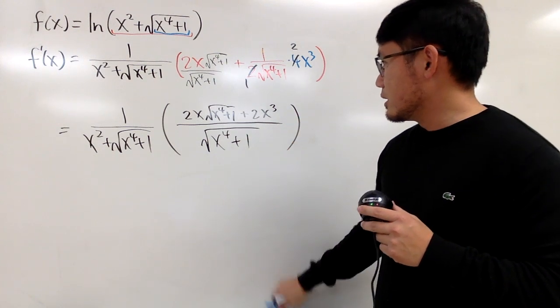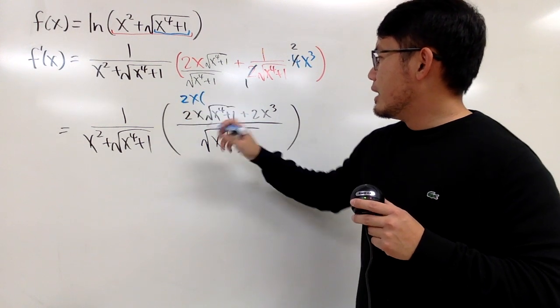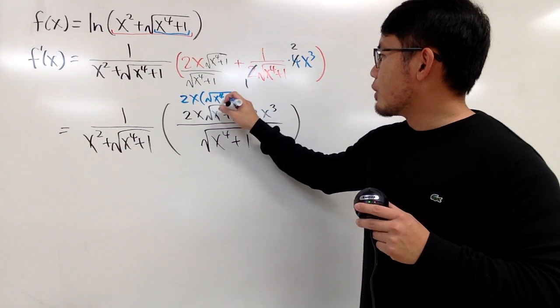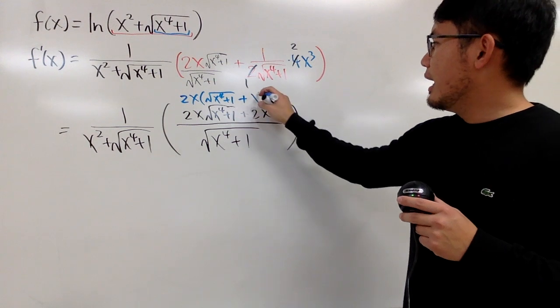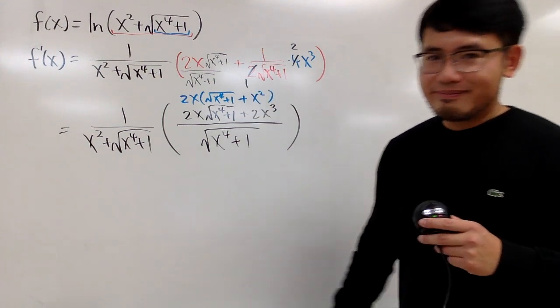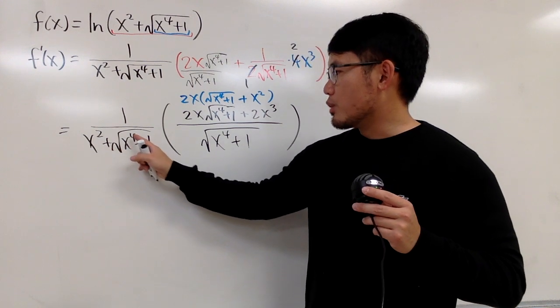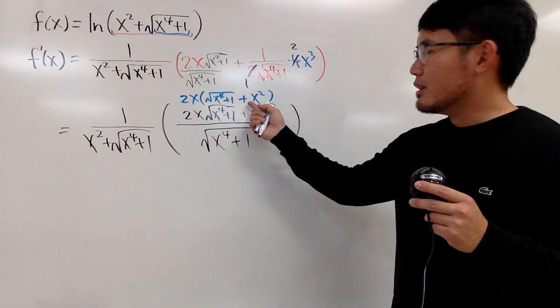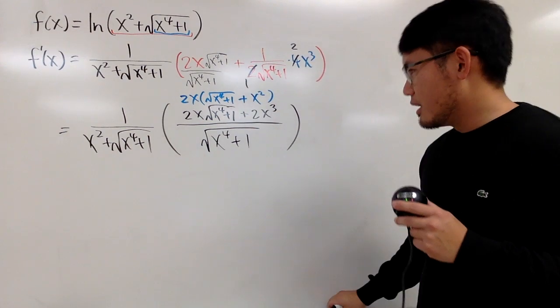And perhaps I'll do this in blue. So let's factor out the 2x on the top. And then when we do that, right here, we have square root of x to the fourth power plus 1. And then we add, this right here becomes x squared. And notice, this right here is x squared plus square root of x to the fourth power plus 1. And this right here, the order of addition doesn't matter. So this and that are exactly the same.